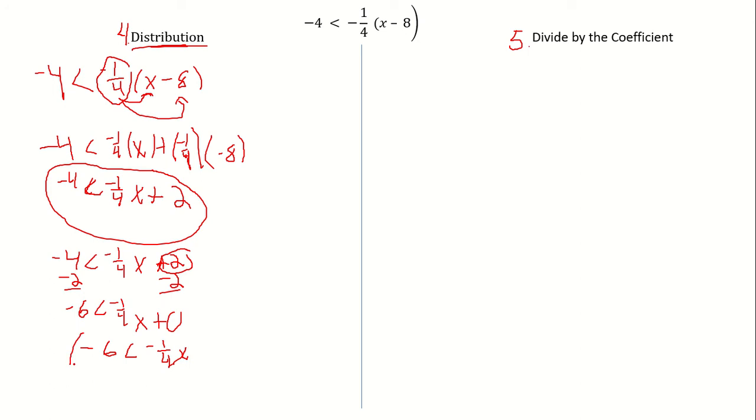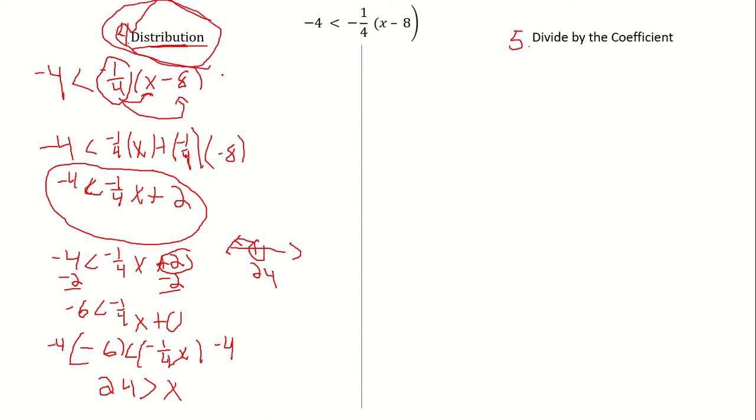And our final step is to multiply both sides by -4. -6 times -4 is going to give us 24. We're going to switch the sign of our inequality to go this way because we just multiplied by a negative number. And then we're going to get x is less than 24. So if we had a graph here, it's going to be 24. It's going to have an open circle there, and it's going to be all values less than 24. So that is how we would solve this problem using the distributive property.